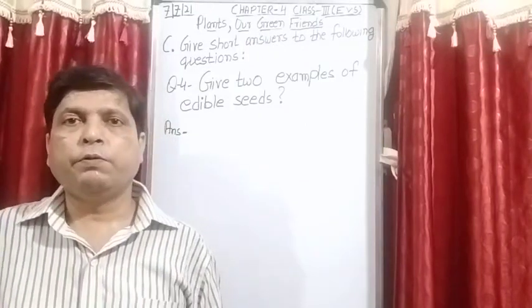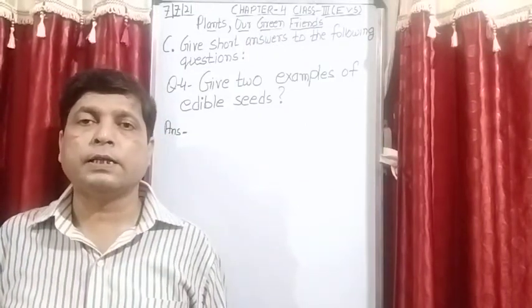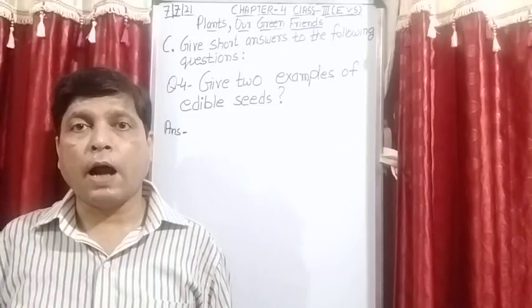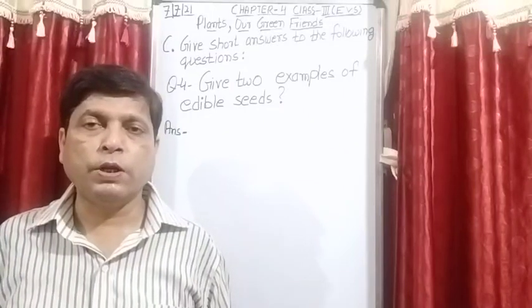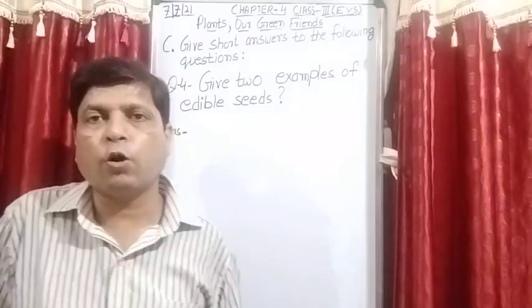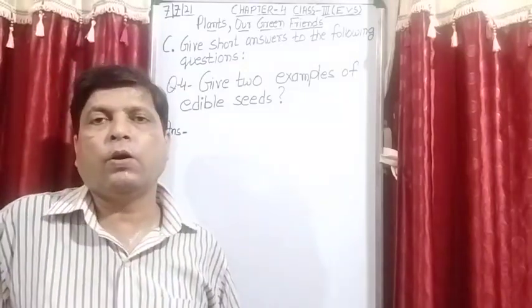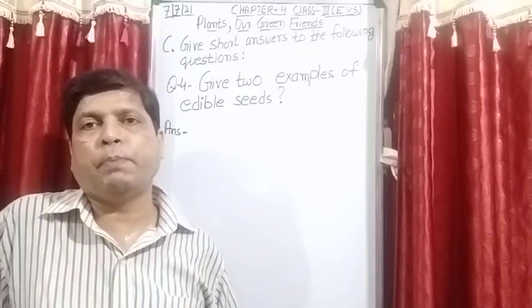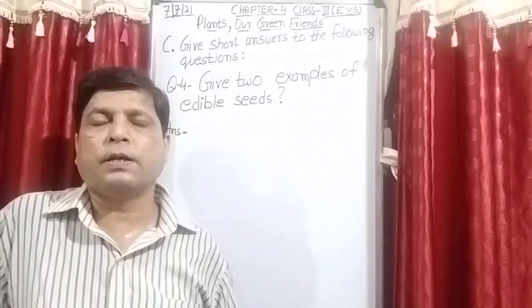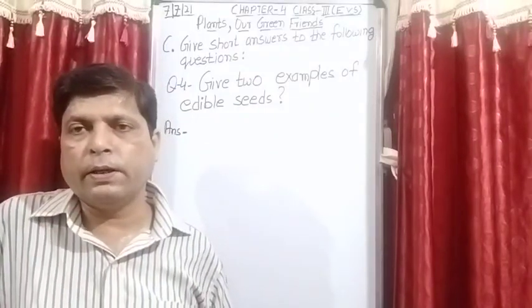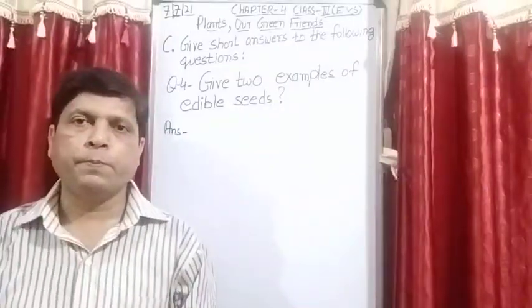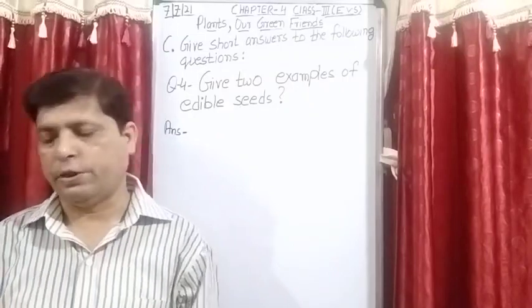For example, we eat the seeds of wheat, rice, maize, beans, gram. We cook these seeds and then we eat them. A lot of pulses you eat are all seeds of the plant. Is it clear? That is the reason these seeds are known as edible seeds. So we have to give the names of 2 seeds which we eat.